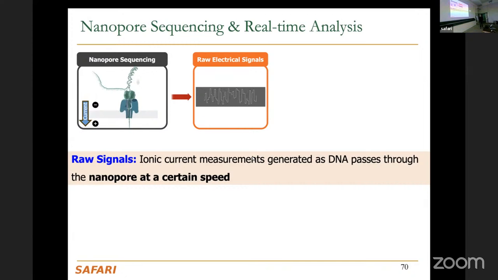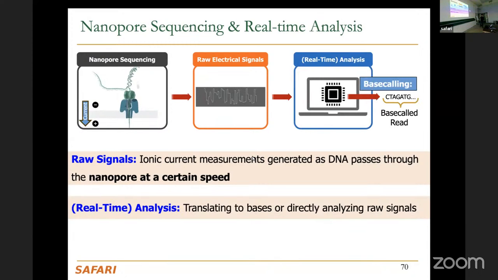And we know that these changes are significant enough for us to tell whether we're seeing an A, T, G, or C, basically. This is how we tell, by looking at these raw signals. And what we can do is that when you have this electrical signal, later you can use, for example, a machine learning technique to translate that electrical signal into bases, into ACTG, so that you can do your analysis.